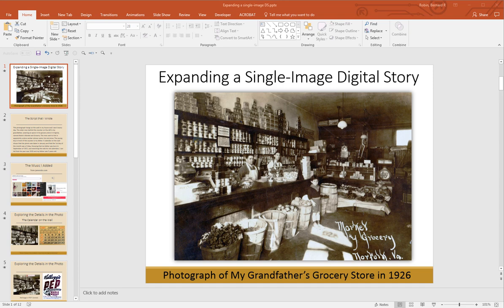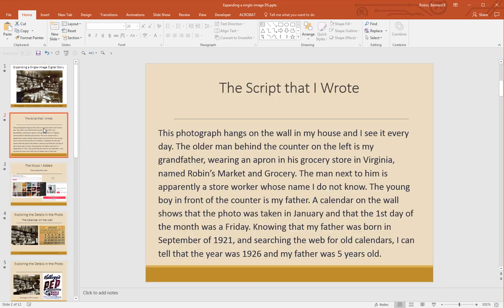In this video, we're going to explore ways that you could expand a single image digital story by adding educational components. So we're going to use the single image digital story that I created based on the photograph of my grandfather's store, where my father, as a young boy, was standing in front of the counter. And we've already seen that I wrote a script, and that was the first part of the project.